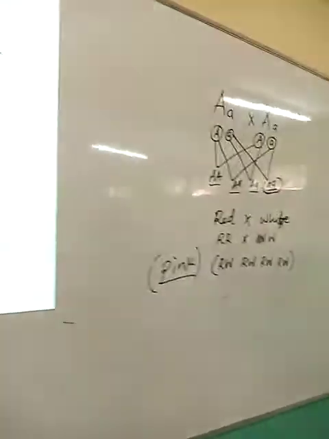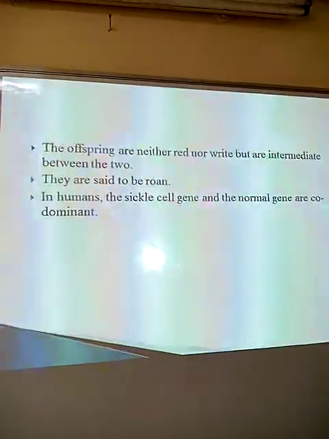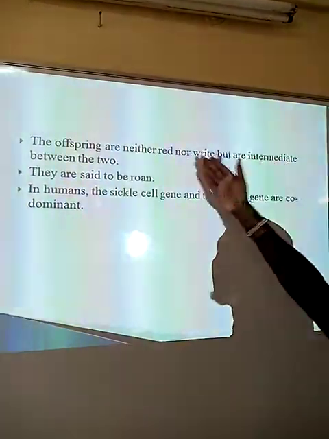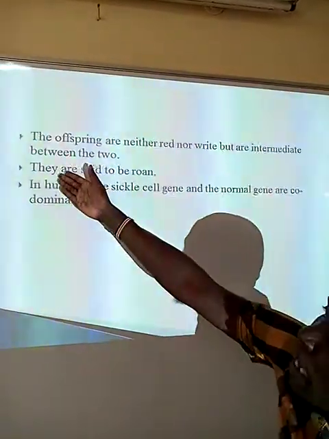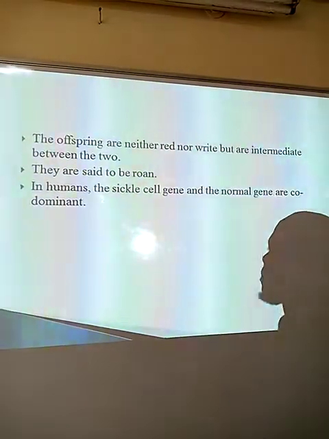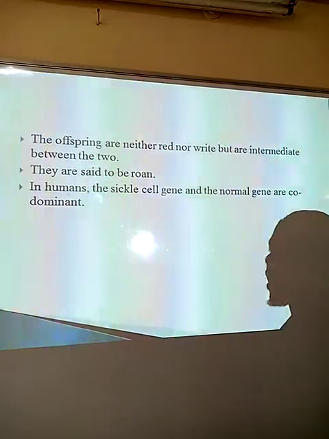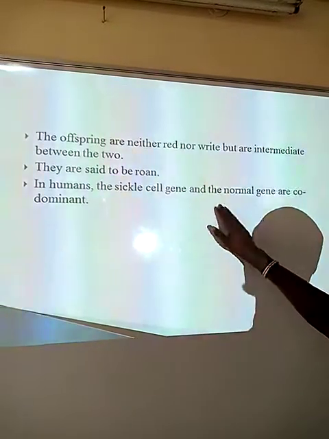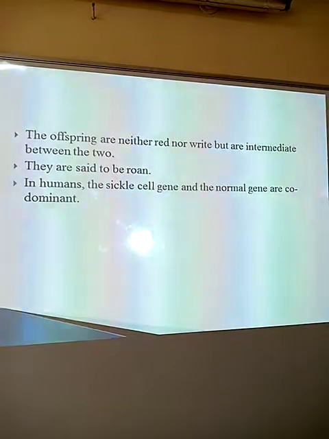That is what we are calling incomplete dominance. So the offspring are neither red nor white, but are intermediate between the two. Sometimes if it is in animals, then we call it roan. But in flowers, we can have red crossed with white, and we have a pink flower. In human beings, the sickle cell gene and the normal gene are codominant, which we are yet to see.